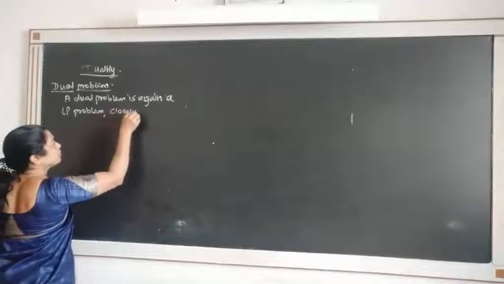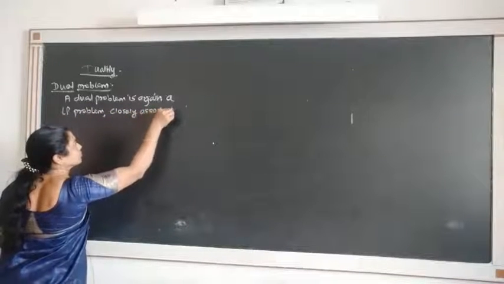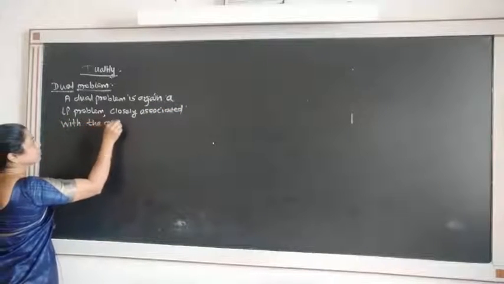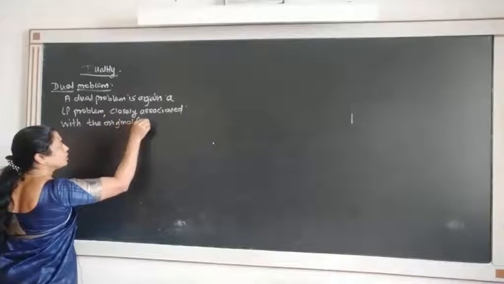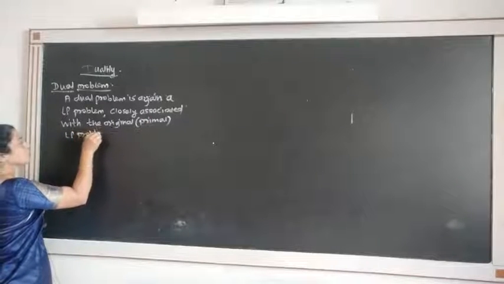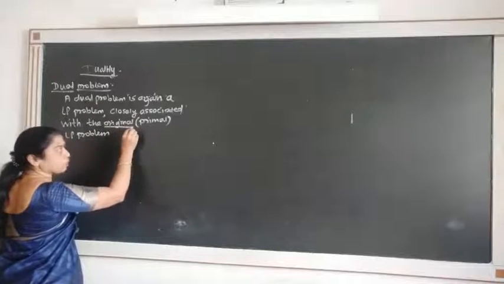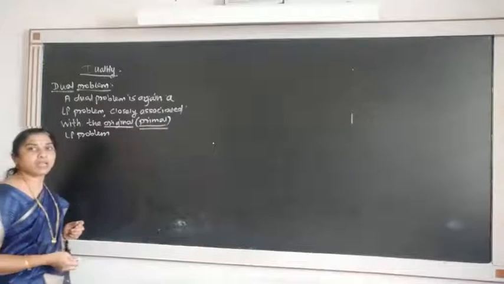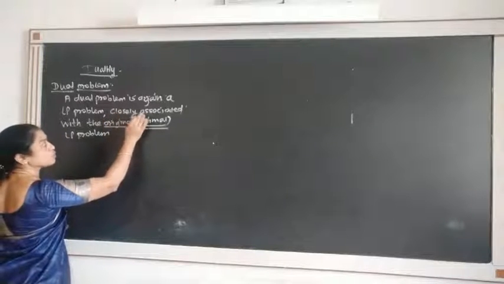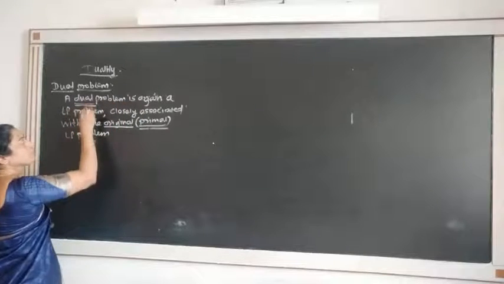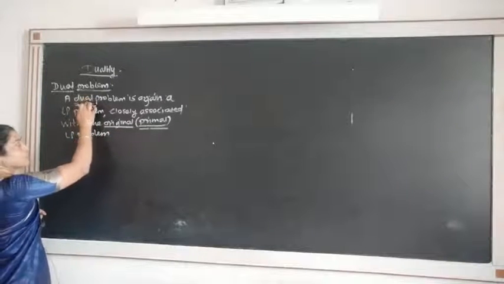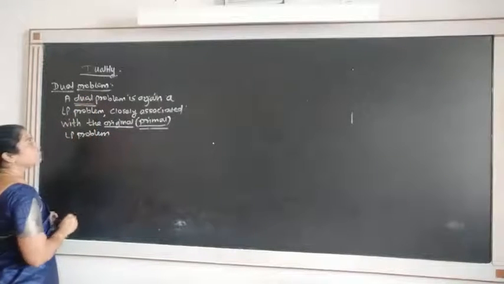Closely associated with the original, which is also known as the primal LP problem. So given the original LP problem, we will say that from now onwards it is a primal LP problem. Given the primal, we are able to find a very closely associated LP problem, and that LP problem we are going to call the dual LP problem. So what is the use of this dual LP problem?